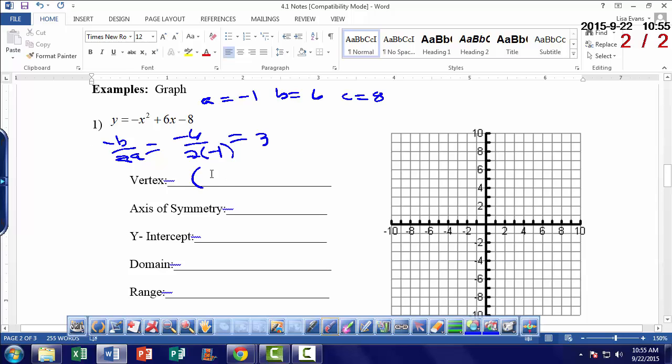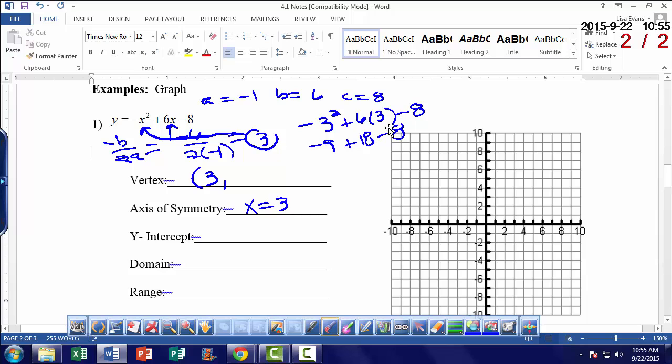That's going to give me two things. That's going to give me the x value of the vertex, and it's going to give me my axis of symmetry. Your axis of symmetry, remember, is a vertical line over the vertex. Now we're going to plug 3 into the original and find our y value. Now be careful. You're not squaring -3. You're squaring just 3 and taking the opposite of that. That gives me -9. Then we're going to do 6 times 3, which is 18. And then -8.